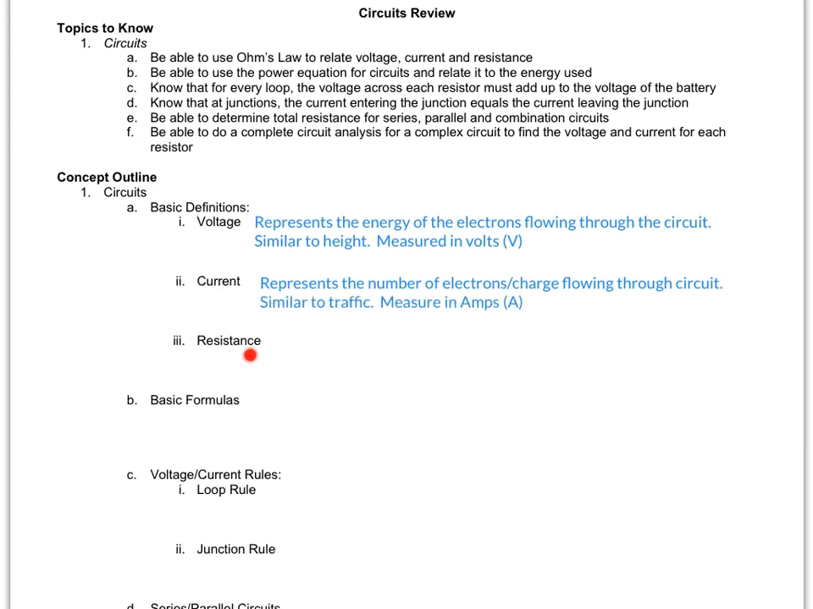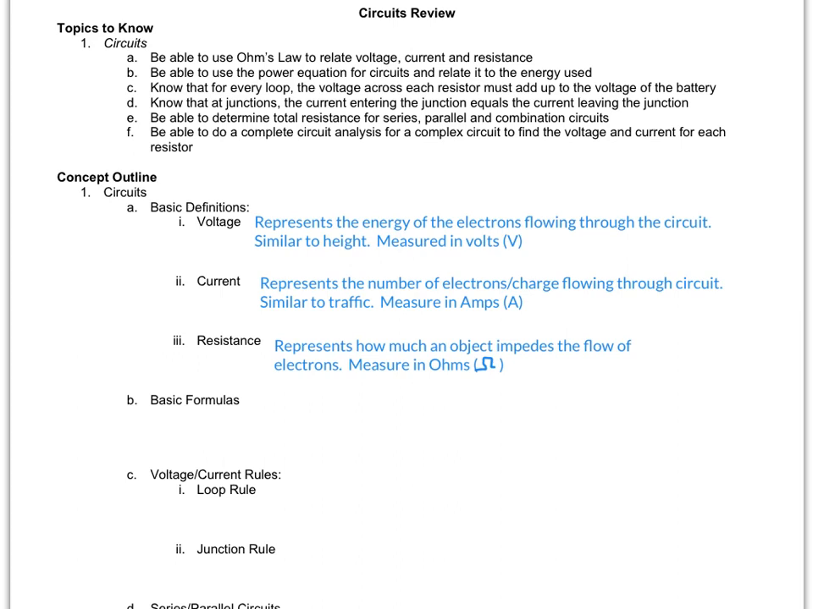And lastly, we have resistance. Resistance represents how much a particular object impedes that flow of current through a circuit. So objects with more resistance will allow less current to flow through that particular circuit because they impede it, they get in the way more. And we measure resistance in units of ohms, which is the Greek letter omega, which looks like a horseshoe.